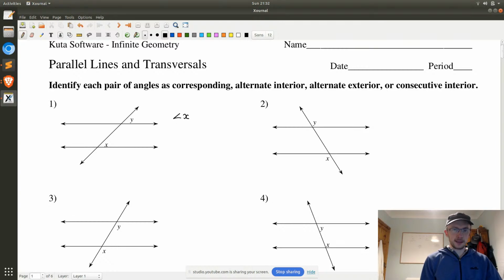Angle X and angle Y are corresponding. That means that they are congruent. Angle X and angle Y are alternate exterior angles. That means they are congruent.